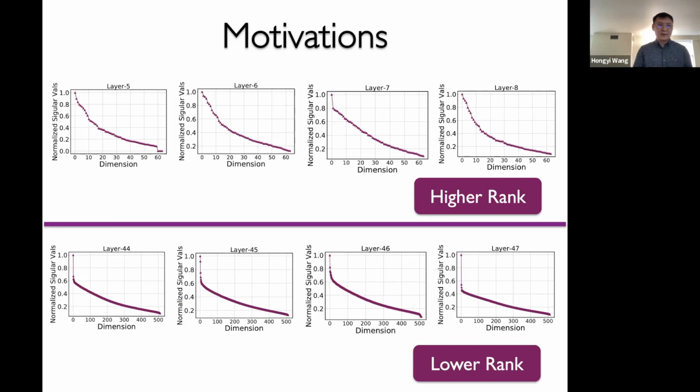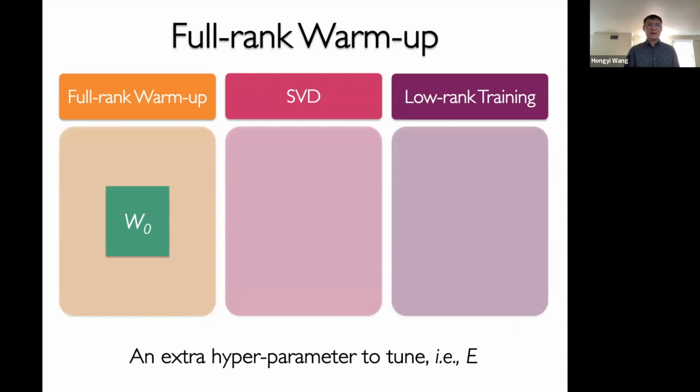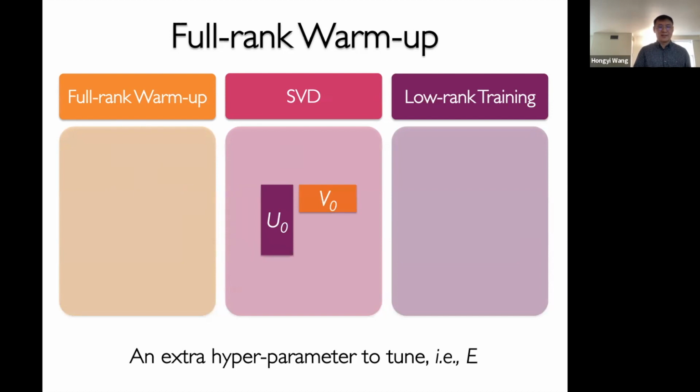Then what we can do is use a hybrid network architecture, which is to leave some front layers alone and just factorize the later layers, since the later layers have more redundancy. Especially for convolutional networks, most of the parameters are in the later layers. Another thing we can do is that you don't necessarily have to start from the beginning. You can warm up your full-rank network for a few epochs, then factorize it and start training the factorized network.